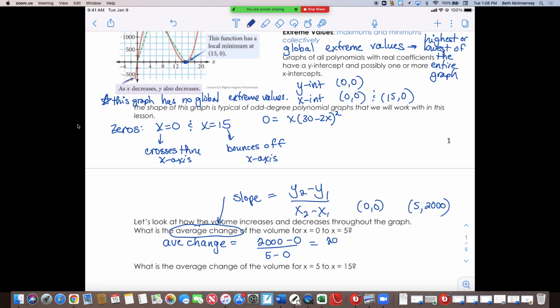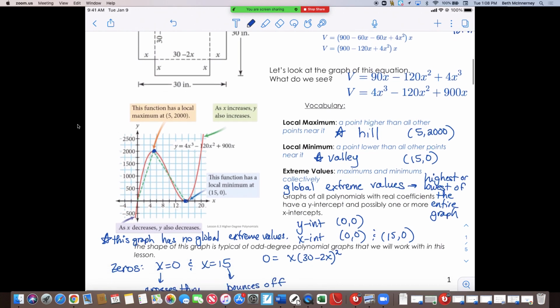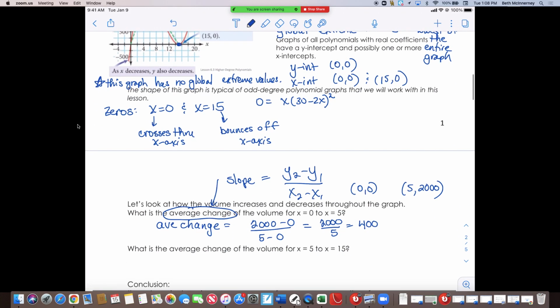So you're going to get 2,000 over 5, which is 400. And let's go look at my units. These were in inches, and this is volume. So that's 400 inches cubed per inch, because I have volume over inches.